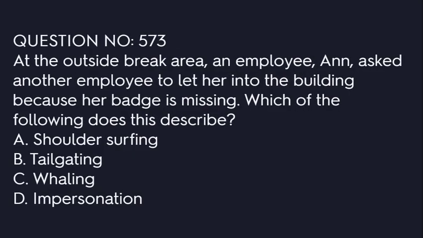Question no. 573. At the outside break area, an employee, Anne, asked another employee to let her into the building because her badge is missing. Which of the following does this describe? A. Shoulder surfing. B. Tailgating. C. Whaling. D. Impersonation. B.